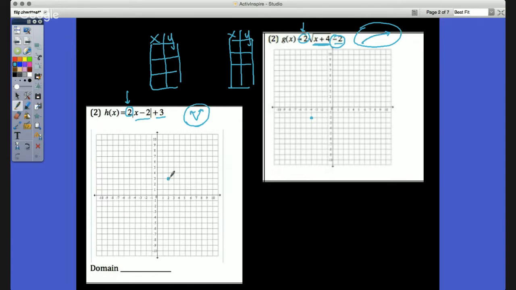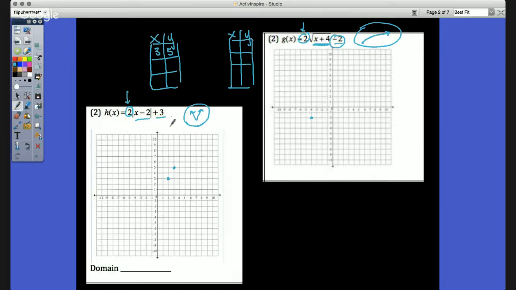So since we have our vertex here at (2, 3) for this one, I'd like to plug in, let's say, a value at 3 and at 1. Okay, so let's plug in 3 first. And actually, I'll come back to 1 in a second. So 3 minus 2 is 1. The absolute value of 1 is 1 still. It still remains positive. 1 times 2 is 2, and 2 plus 3 is 5. So when we go 3 to the right, we will go upwards to 5.